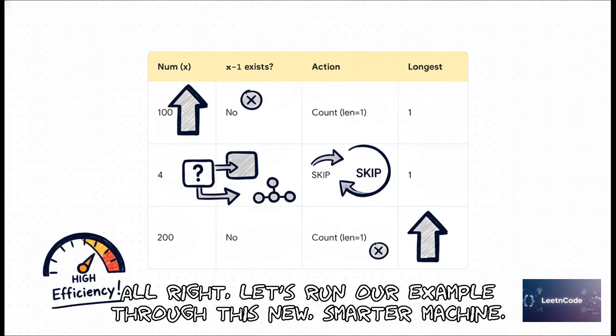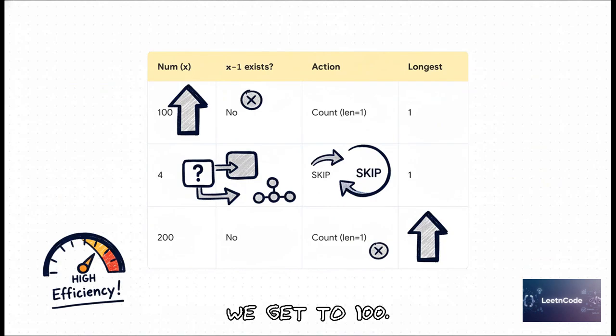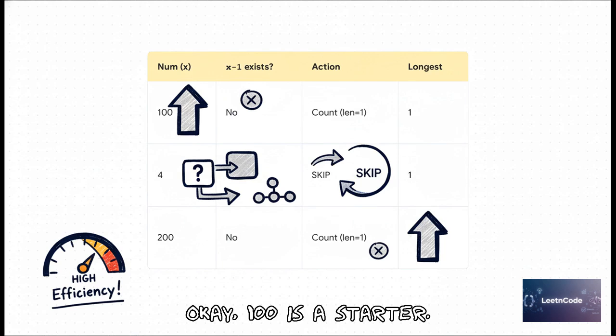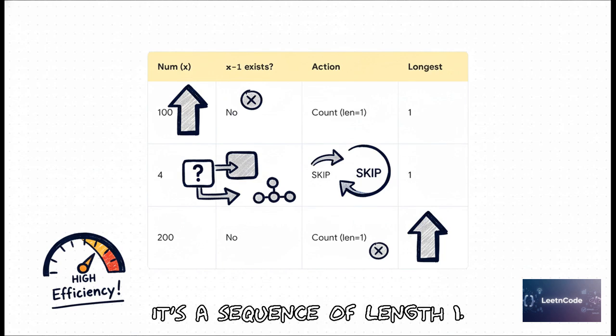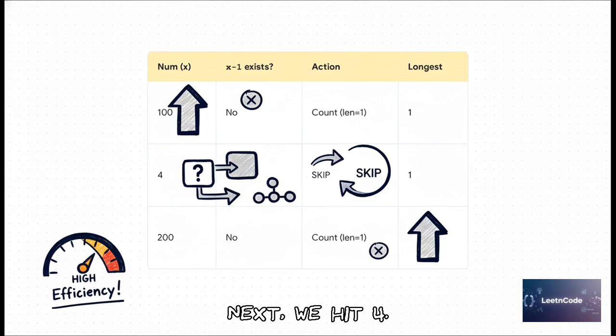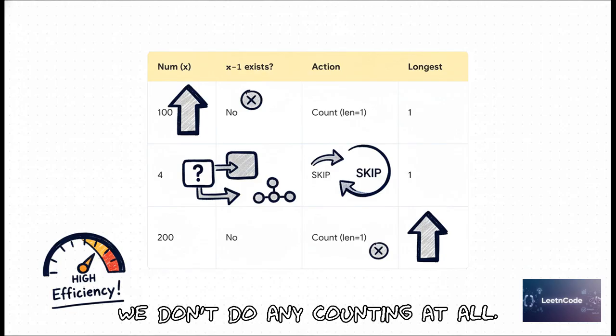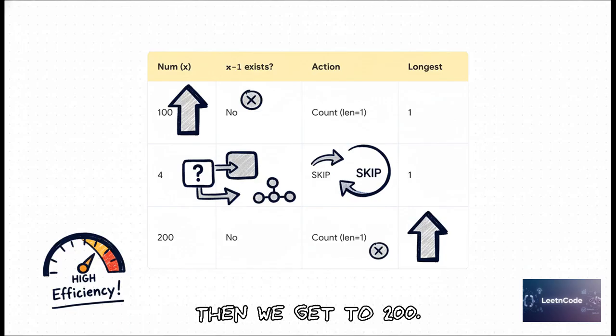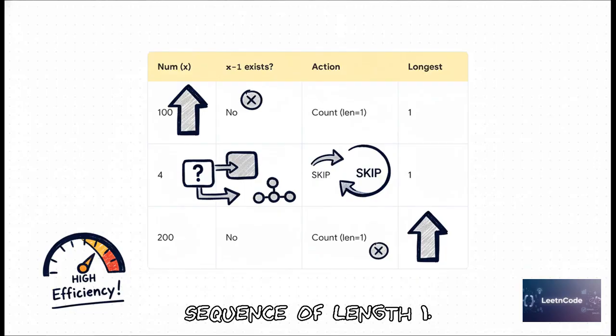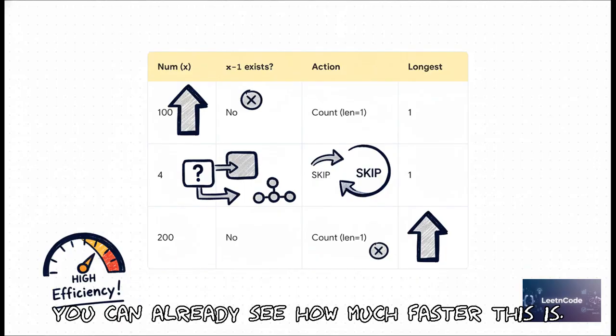All right, let's run our example through this new, smarter machine. We get to 100. We ask, is 99 in the set? Nope. Okay, 100 is a starter. We count. It's a sequence of length 1. Next, we hit 4. We ask, is 3 in the set? Yes, it is. So we just skip 4. We don't do any counting at all. See? Then we get to 200. Is 199 in the set? Nope. So it's another starter, sequence of length 1. You can already see how much faster this is.